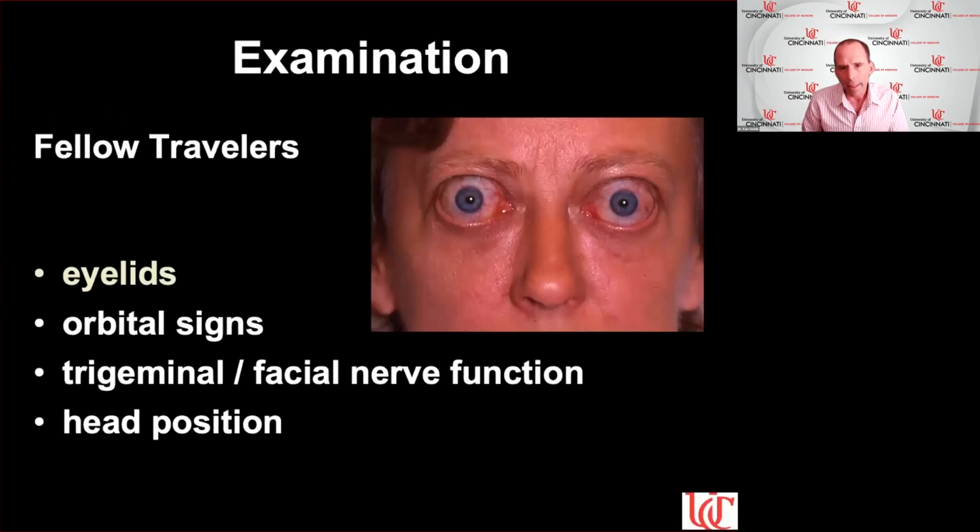So then we get to the examination and what I call the fellow travelers. And the fellow travelers include things other than the eye movements. Of course, you're going to look at the eye movements and the alignment, and we'll talk about that. But there are other things that you really want to pay close attention to. The eyelids. So in this photo you're seeing, this person has marked upper and lower eyelid retraction. This is almost always going to be thyroid eye disease. You don't need to look at the eye movements to know what the problem is in this case.